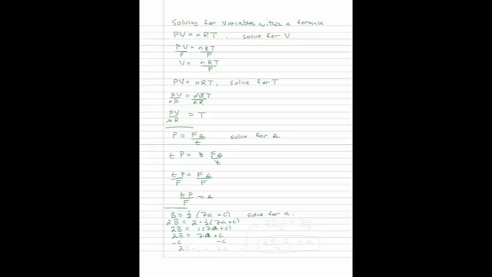2b minus c on the left-hand side. 7a plus c minus c is going to give me 7a. So again, we have 2b minus c equals 7a. And then we're going to want to divide both sides by 7 to get a by itself. So we finish with (2b minus c) over 7 equals a as our solution.